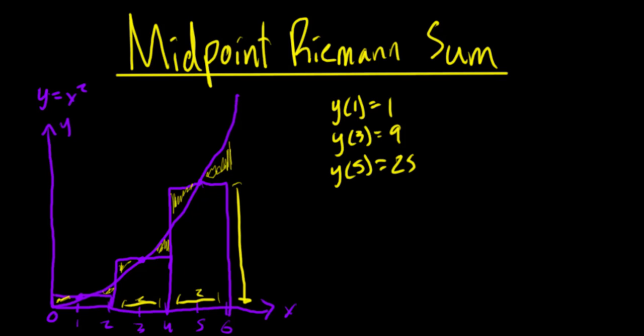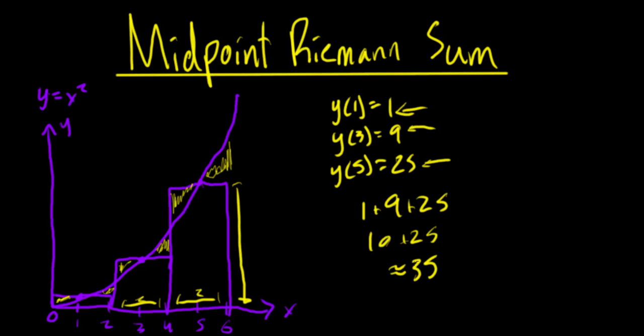So these are the heights of all our rectangles, right? This one is rectangle 1, this is rectangle 2, this is rectangle 3. Now, like we've done with all the other Riemann sums, we're going to combine our areas of our rectangles and get an approximation for the area under the curve. So we are just going to do 1 plus 9 plus 25. Simplify that, that gets down to 10 plus 25, and we get a rough approximation of our area equal to 35 square units. So that is how you do a midpoint Riemann sum.